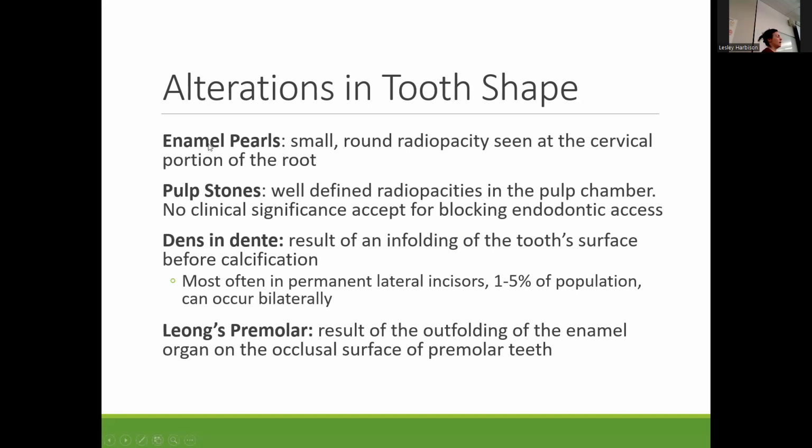I don't know if I made it clear, but the enamel pearl is on the outside. I think I made it sound like it was on the inside, but it's on the outside. And then dens in dente results from an infolding of the structures when the tooth is developing.